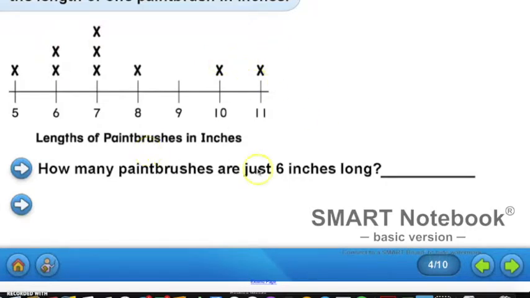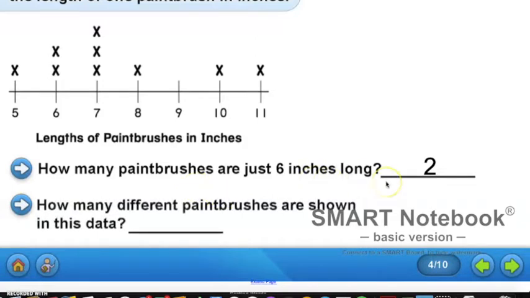Okay, so to find how many are 6 inches long, we would go on the line plot and we would look for the 6, which represents the length of the paintbrushes. So these paintbrushes here are 6 inches long, and then we see how many X's there are. So in this case, there are 2. So there are two paintbrushes that are 6 inches long.